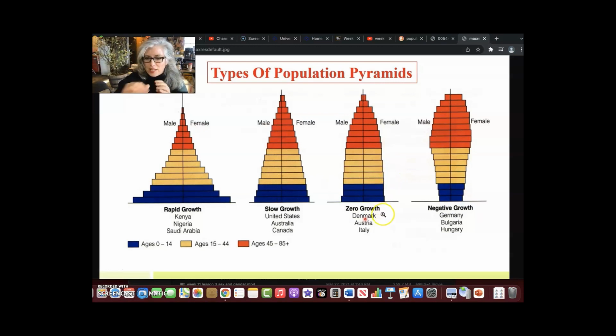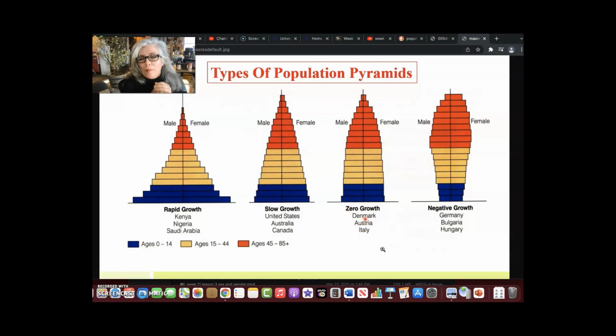Zero growth populations are not necessarily in danger of extinction. They just mean that the birth rate and the death rate are roughly equal. And so you can see that the lines on either side of the population pyramid are not really a pyramid anymore, are they? It's almost straight up and down until the upper age groups converge. These represent zero growth population places, and the countries listed here, Denmark, Austria, and Italy, are examples.